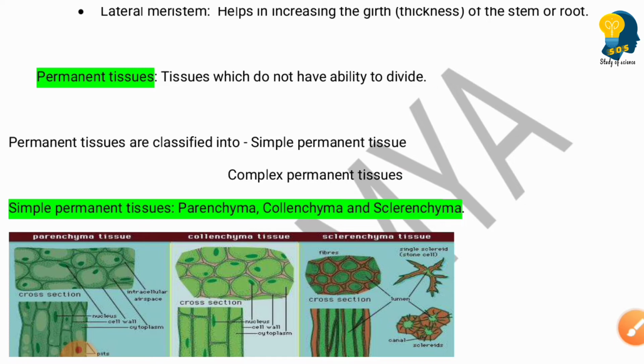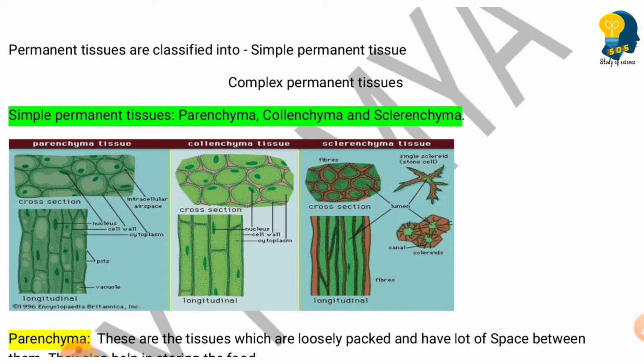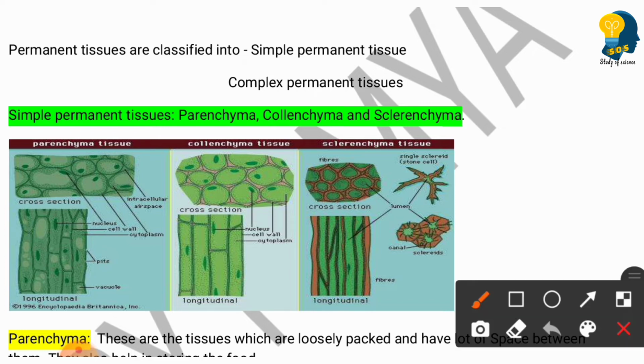Now let us understand about the simple permanent. Again, this simple permanent is further classified. Do not confuse. Firstly, we spoke about the plant tissue. Plant tissues are further classified into meristematic tissues and permanent tissue. Clear? So again, now we are talking about the permanent tissue. Permanent tissues are two types. The first one is the simple permanent, the second one is the complex permanent. So now we are talking about the simple permanent.